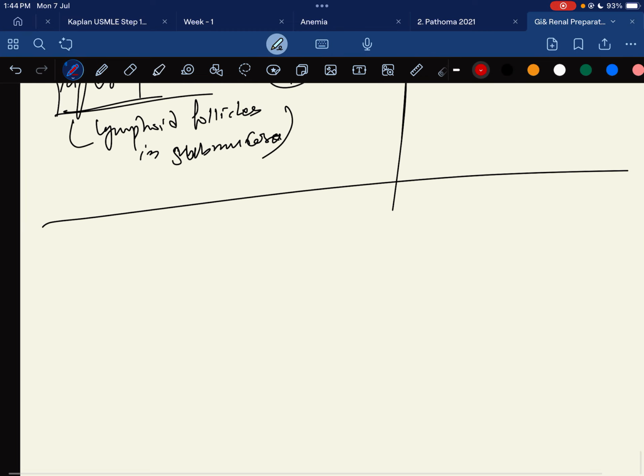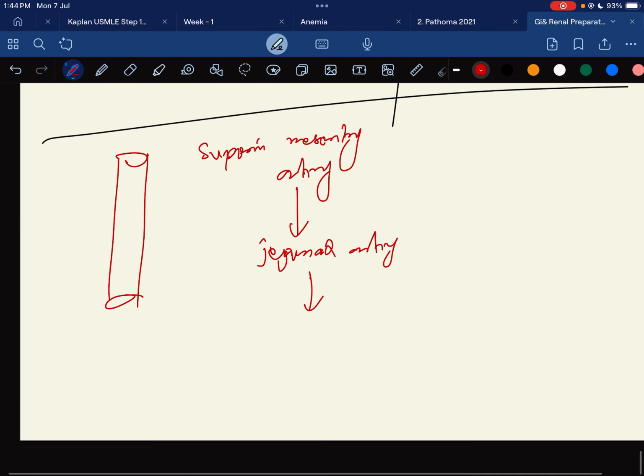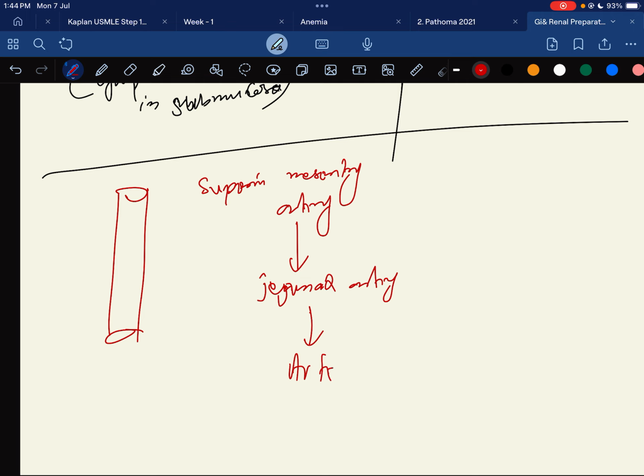Arterial supply. The jejunum is supplied by the superior mesenteric artery, and it gives off jejunal arteries, and these jejunal arteries give the arterial arcades, and then they give the vasa recta. What is the meaning of this?